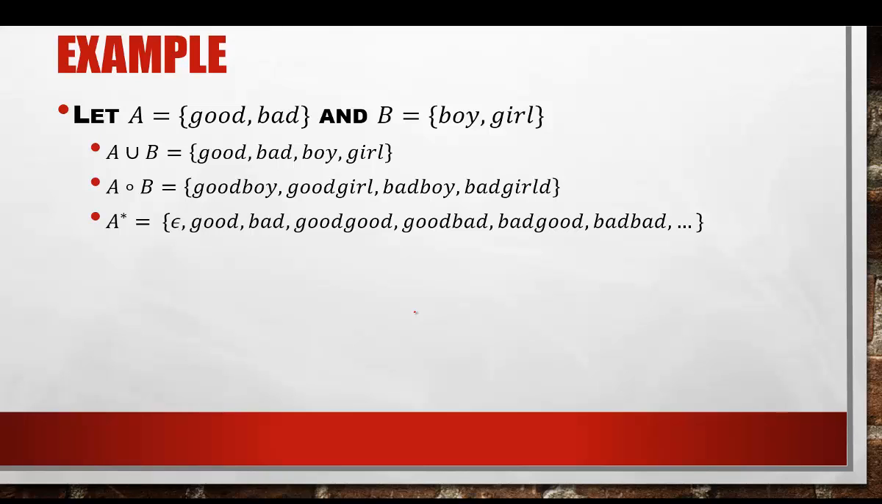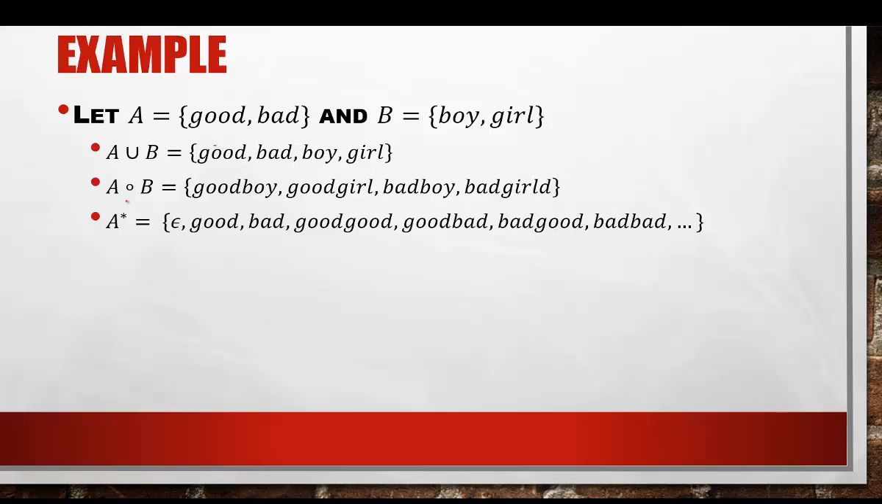An example that I showed you in the last unit is, let's have two sets. Let A be the set of good and bad, two strings, and B be the set of boy and girl. Then the union of A and B is good, bad, boy, girl. Remember, because these are sets, the union and any of these combinations don't need the members to be in any certain order. So it could be good, bad, boy, girl, or boy, girl, good, bad, or boy, bad, good, girl, or however you want to permute these four elements.